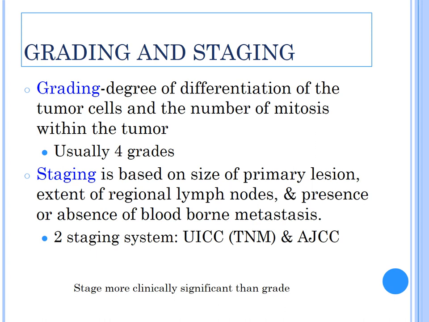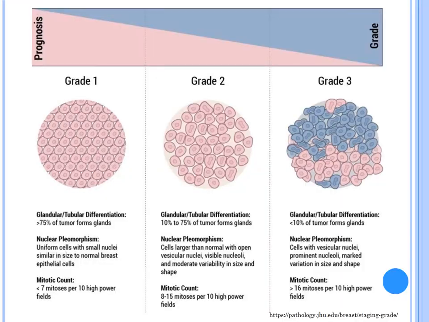Now in staging, this is more clinical because you look at the primary lesion, you measure that, where is it, how big is that breast mass, you see. You examine the patient thoroughly for lymph nodes, usually the regional lymph nodes, and then you look for the presence or absence of blood-borne metastasis. And usually in the clinics, we use two staging systems. The first one is commonly used, the so-called TNM, that is the international. Another one is the American Joint Committee, but it is the TNM that is used.